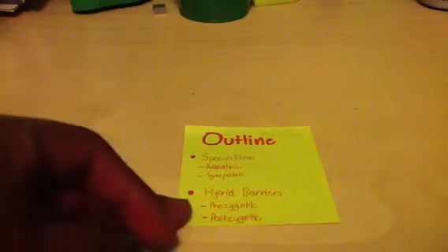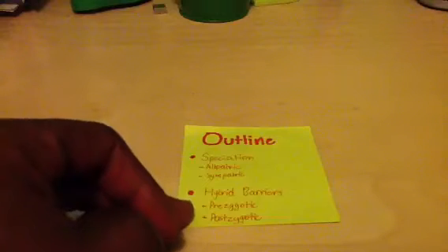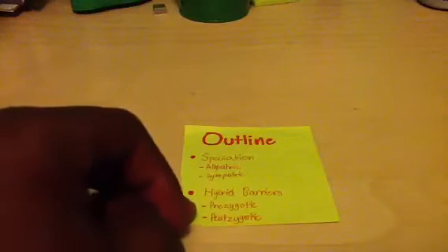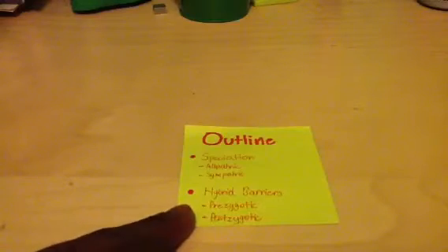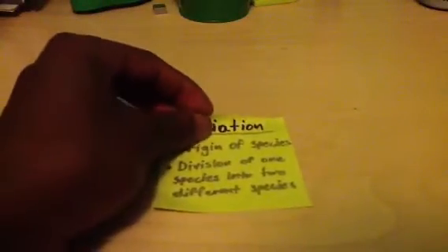First we have speciation and its aspects, with both allopatric speciation and sympatric speciation, and then the hybrid barriers, which include both the prezygotic and postzygotic barriers. So let's go ahead and jump right into it. First, let's talk about speciation. What is this speciation we're talking about?